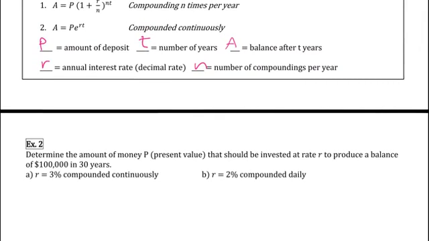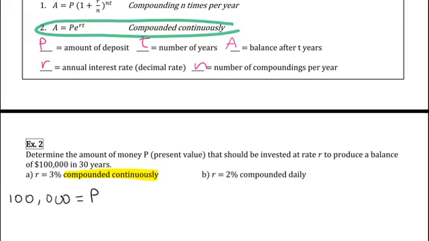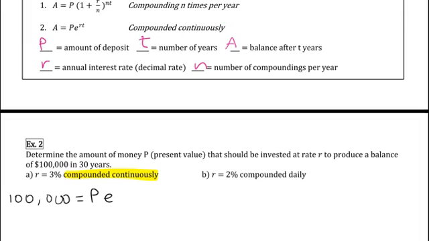So determine the amount of money that should be invested. This is a common question, right? You want to know how much you need to have now to have a certain amount in the future to produce a balance of 100,000. So 100,000 is what I want to end up with. P is the principal. I don't know what that is. That's the question. Now it said compounded continuously. This means Pert. Compounded continuously is Pert. So we have P times e to the interest rate of 0.03 times the time, 30.